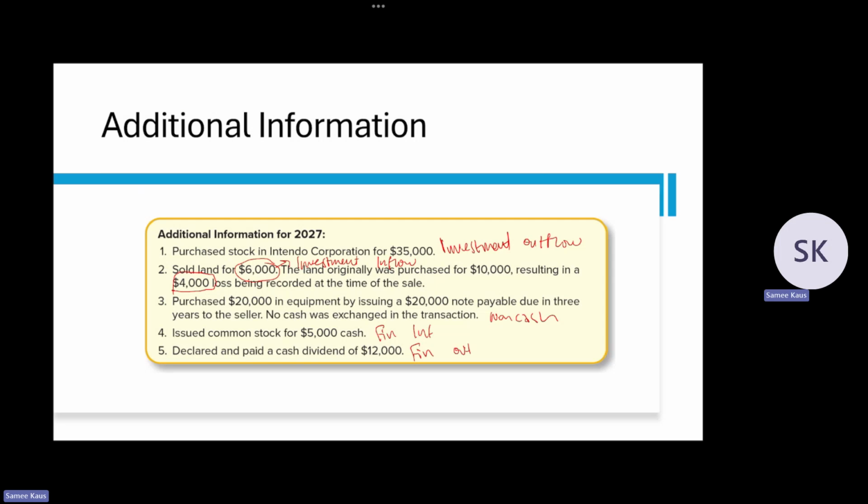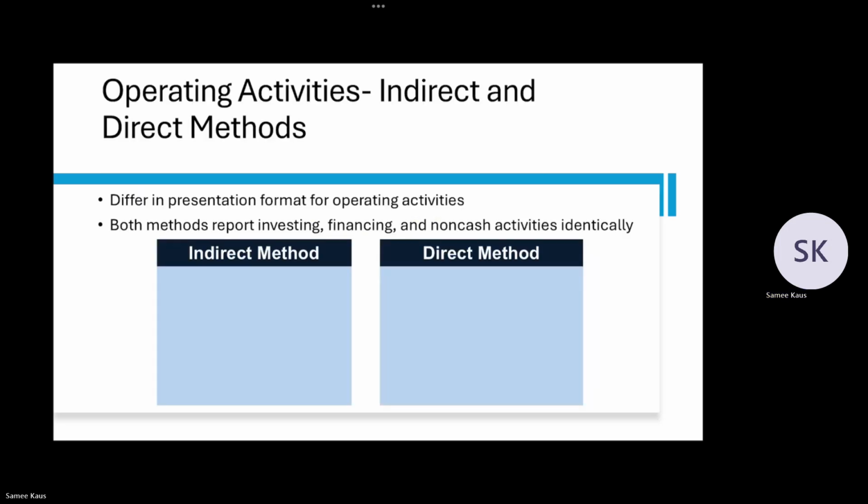So what the heck do I do now? Like, I've done all of these different things. I feel like I kind of have a grasp of what's going on. Well, the next thing to understand is what method are you going to use to prepare your operating activities? I'm so sorry, I said indirect activities. What method are you going to use to prepare your operating activities? You have the choice between the direct and the indirect method.